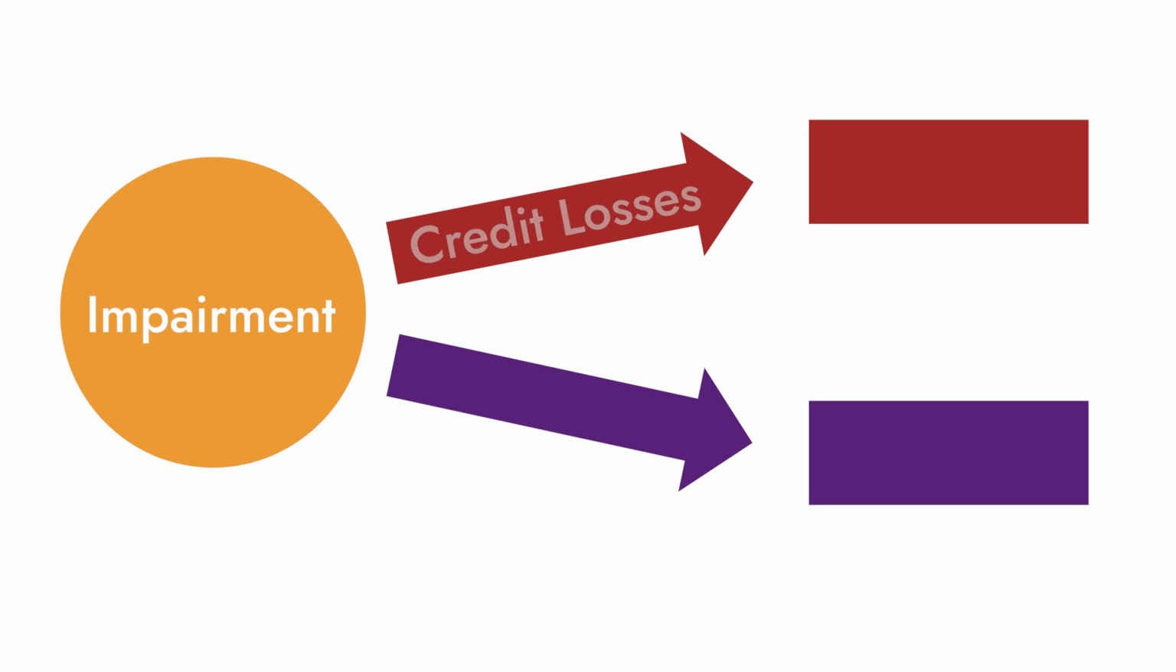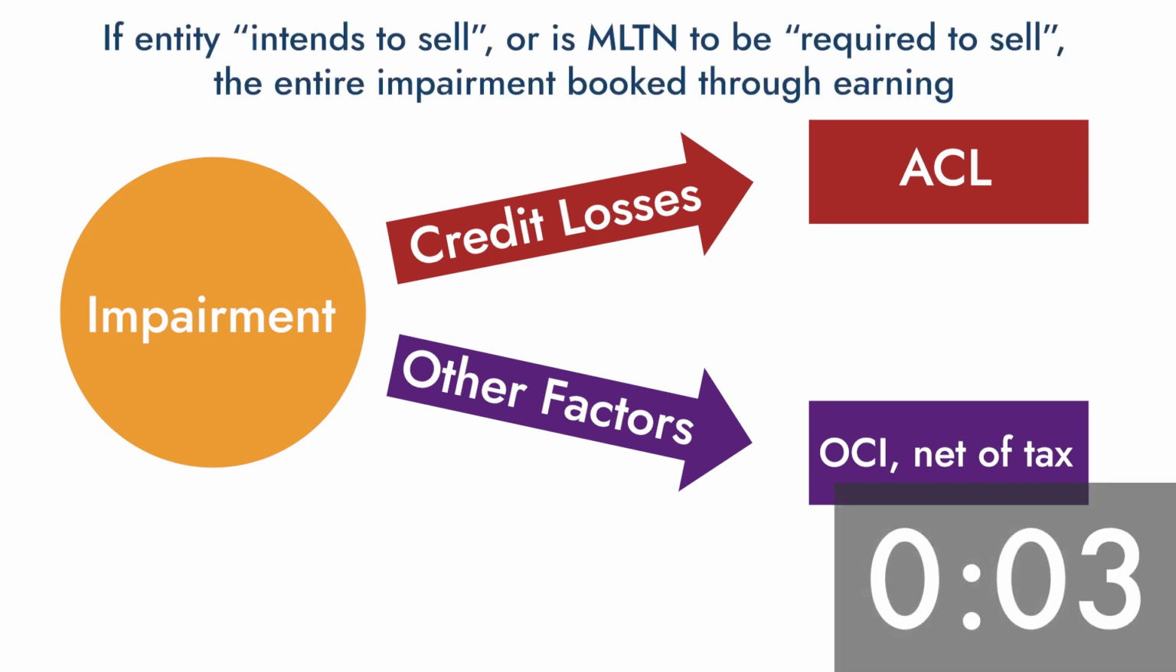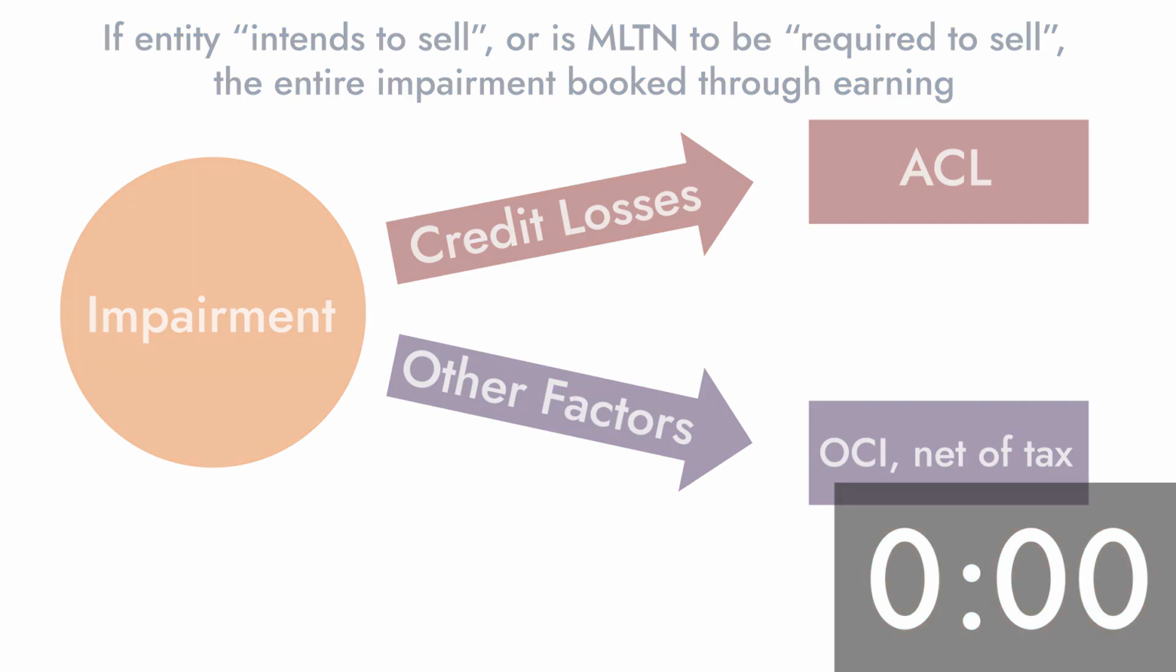So if the impairment is attributable to credit losses, then we are going to record that portion of impairment as an ACL, an allowance for credit losses, with the offset to earnings. Because it's an allowance, that amount is subject to reversal as conditions change. If that impairment is attributable to any other factors, then that amount is recorded in other comprehensive income, net of tax effects. However, there's a caveat. If at any point the entity intends to sell or is more likely than not going to sell before they can recover the amortized cost basis of the asset, then they're recording all of that impairment in earnings.